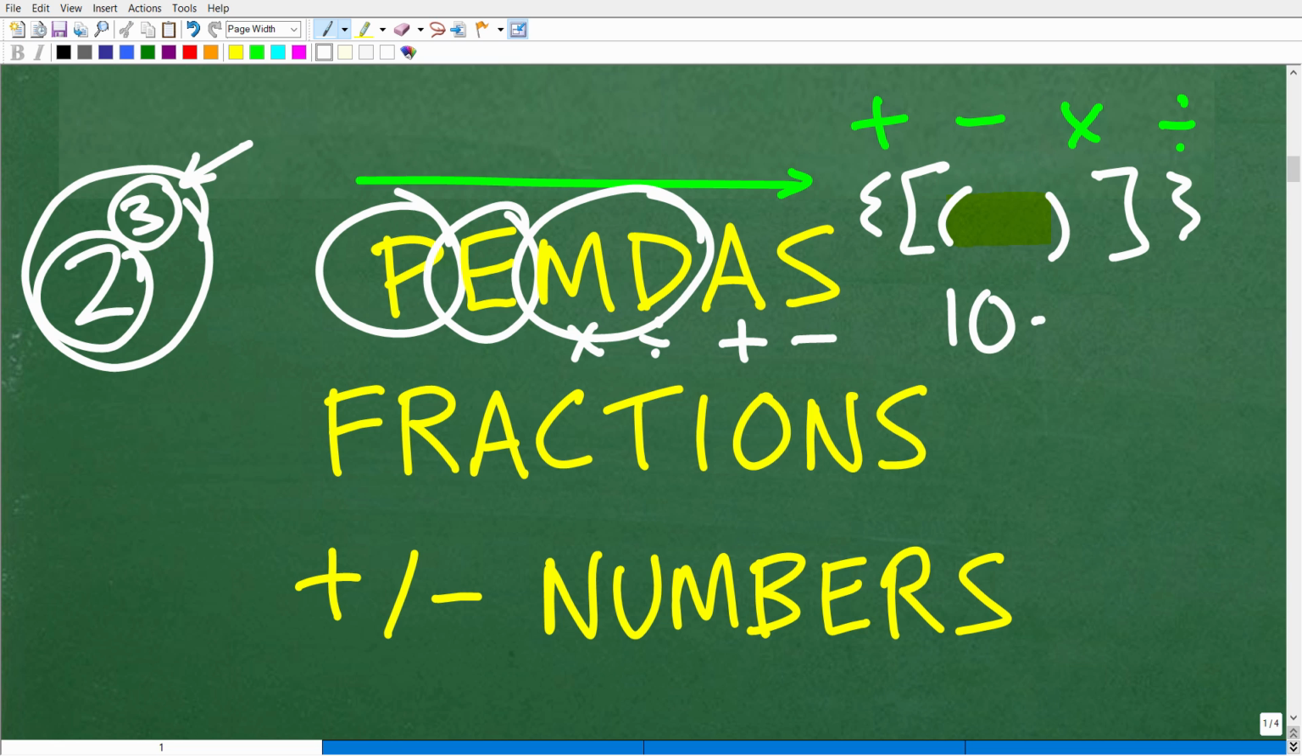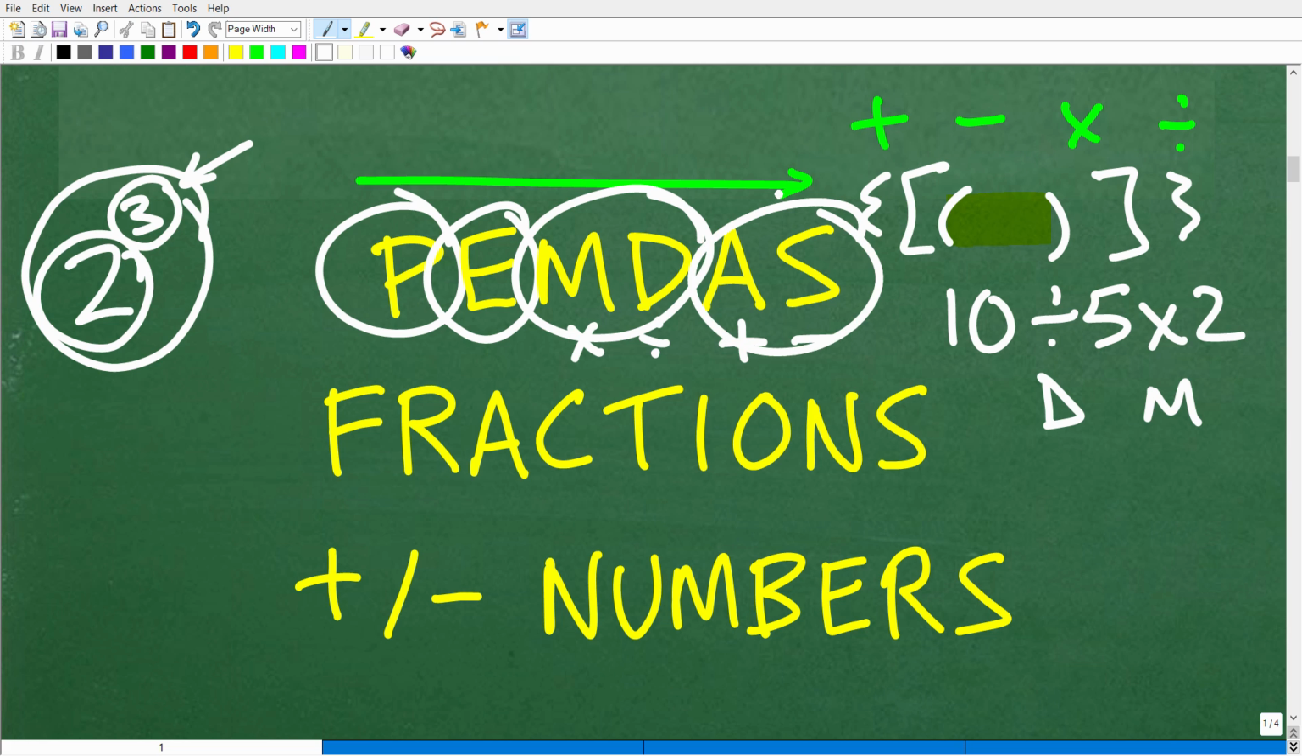So here, going back to the problem, I had 10 divided by 5 times 2, right? 10 divided by 5 times 2. What do I see first from left to right? I see division, then multiplication. Now, if I had multiplication over here and then division, I would do multiplication, okay? All right, so addition and subtraction works the same way. So that is a quick review of the order of operations.